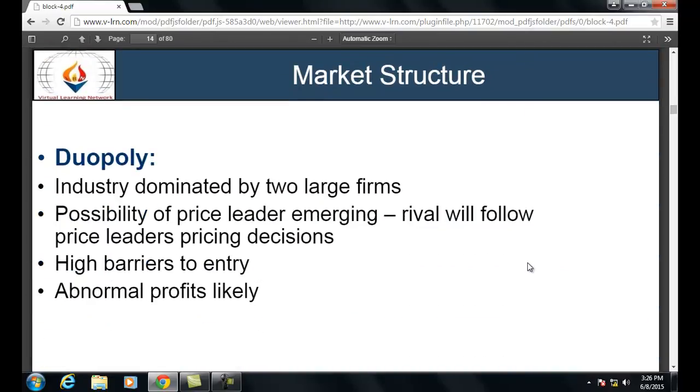Now duopoly: an industry dominated by 2 large firms, possibly with a price leader emerging, and rivals will follow the price leader's pricing decision. High barriers to entry and abnormal profit are likely. These are the characteristics of duopoly, in which there are only 2 firms available in the market, but they are large in size.